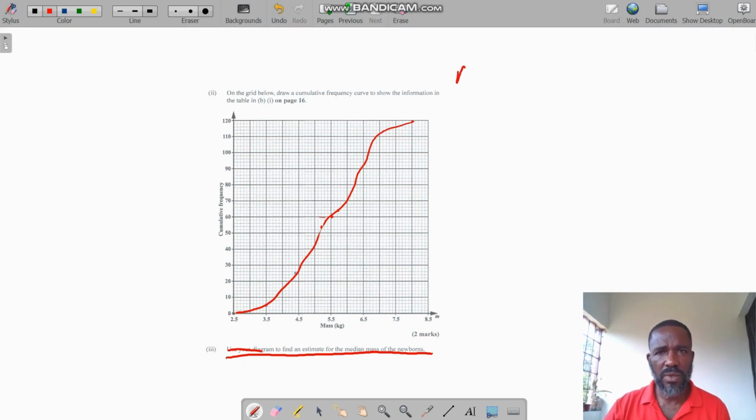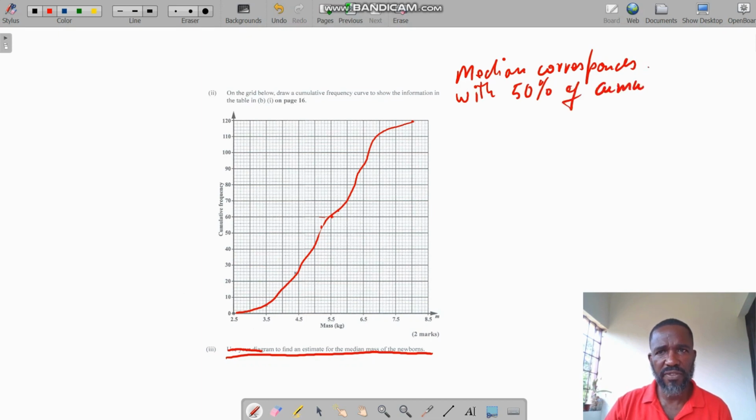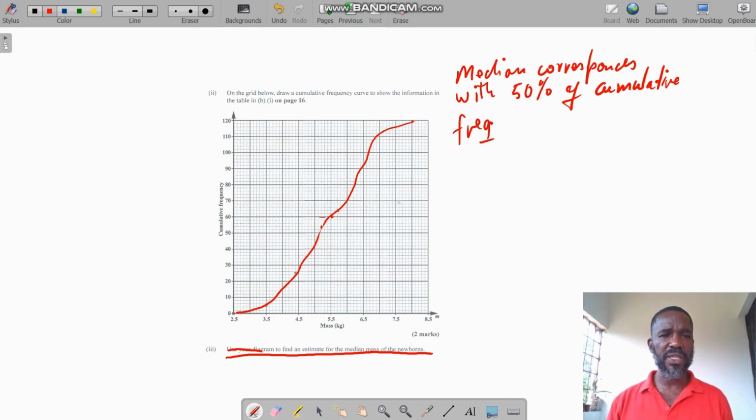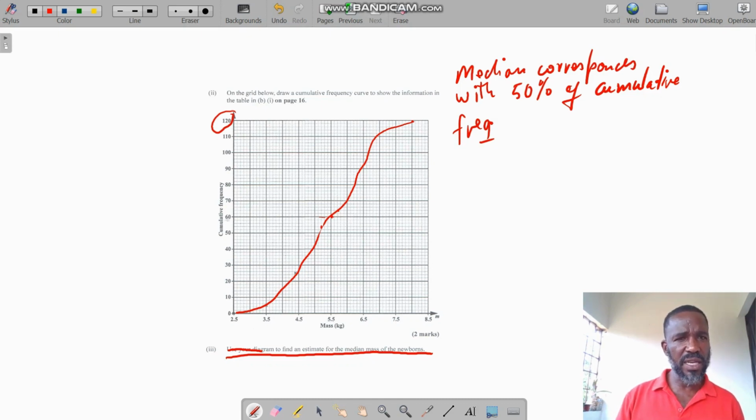so the median corresponds with 50% of cumulative frequency. Okay, so basically it's that mass that corresponds to 50%. So 50% of the total, so we want to find 50% of 120, and that gives you what? 50% is the same as half. So that means it's any number that corresponds with this number here, 60.